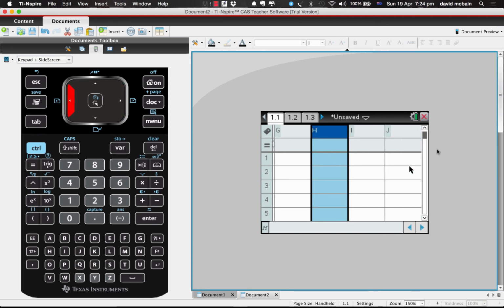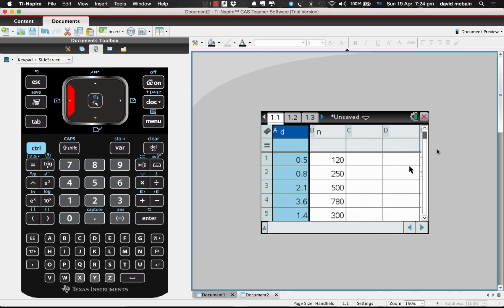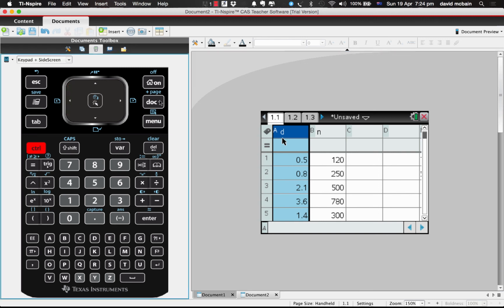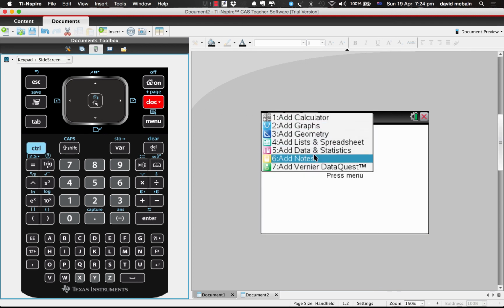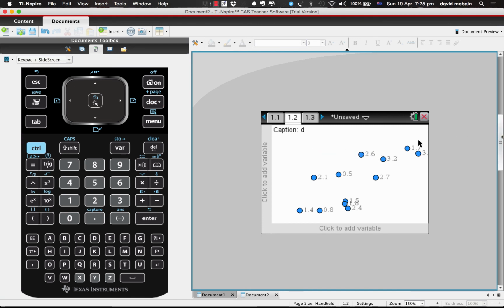And just finally, to show you what the scatter graph actually looks like, there's our two columns. Control, new page. We're going to add data and statistics. And there is our data, and that's just randomly distributed. What we can now do is add.